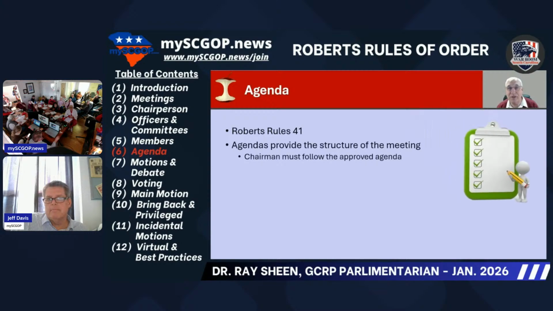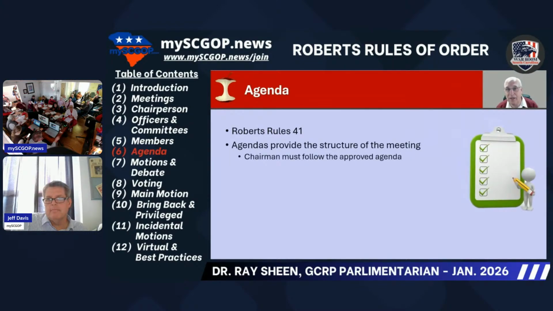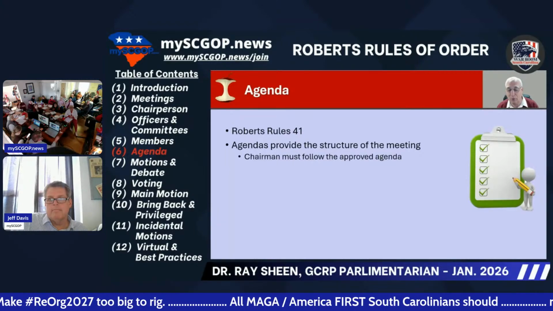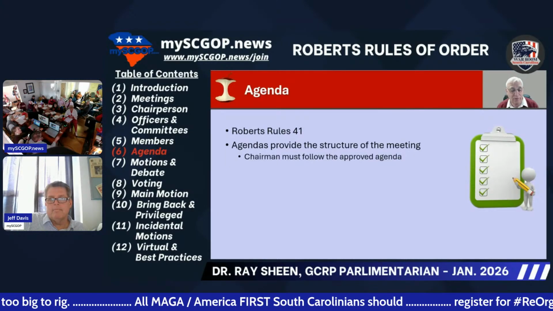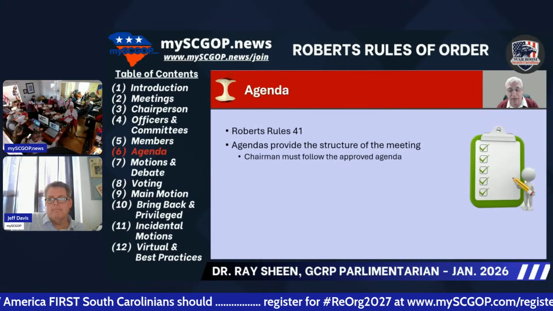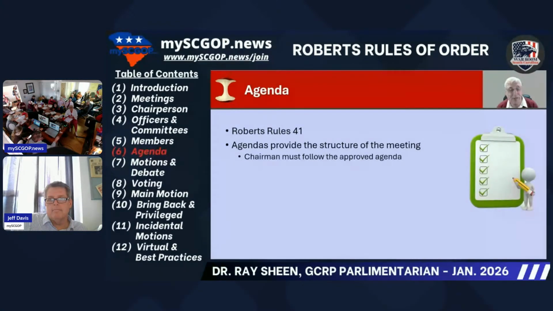One of the first things done at any meeting is to approve the agenda for that meeting. Then anyone who brings business before the assembly must introduce it at the appropriate time. This helps the chair to keep things in order. In fact, it's the duty of the chair to follow the agenda. They cannot deviate from it or change the order without the approval of the assembly.